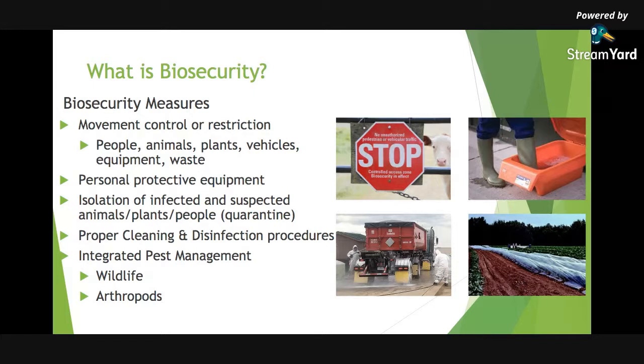Integrated pest management could involve wildlife, things like rodents and birds coming into your farm. They can bring diseases in. Rodents can bring diseases in. They can damage things and things like that. Also, arthropods, controlling things like flies, mosquitoes, and things that can bring disease in. You want to have some type of plan to manage those things.